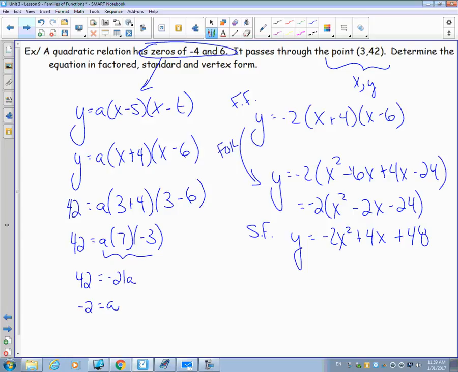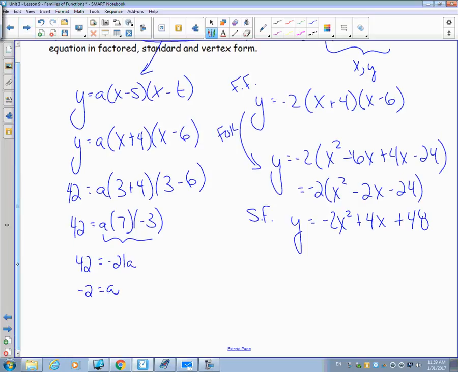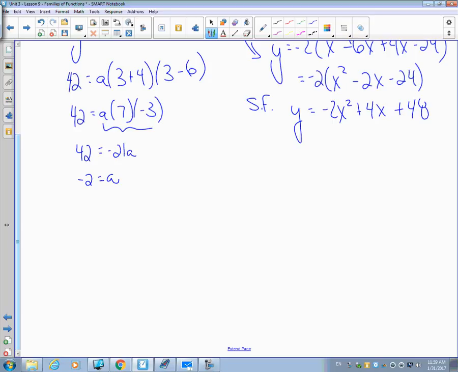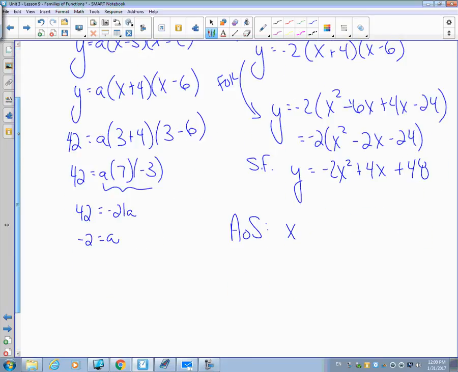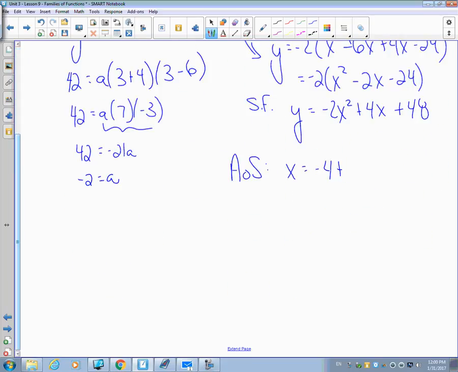The third one, vertex form, I need to find the vertex. I have a choice here. Either way, I need the axis of symmetry. So I'll show you both just so we have them. My axis of symmetry, I can take my zeros, which I was given in the question, -4, +6, and average those, which gives us 2 over 2, which is 1. Or I can use standard form, the one right here, and use my -b over 2a, which also gives us 1. Either way, though, x is 1.